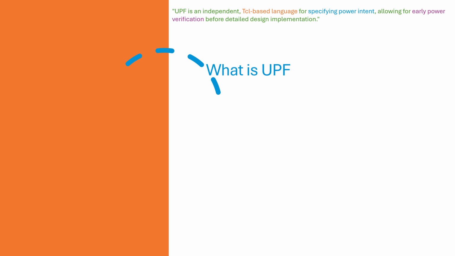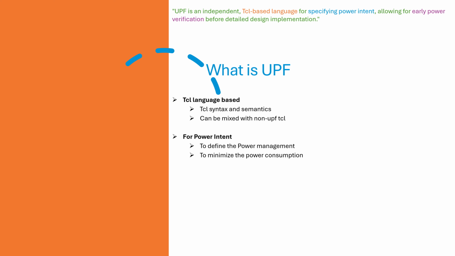UPF, Unified Power Format, is an independent TCL language-based collateral text file for specifying power intent, allowing for early power verification, that is before detailed design implementation. So it's TCL language based. It captures the power intent. It defines power management and helps minimize power consumption.